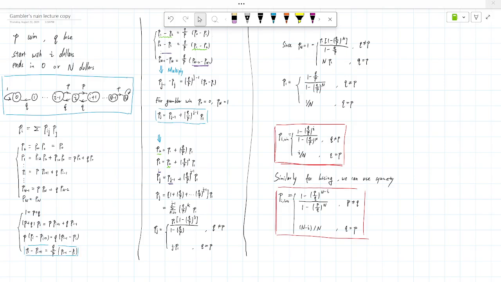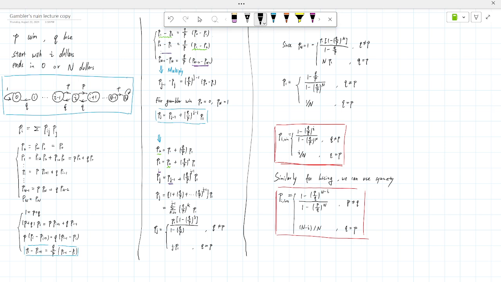Let's talk about gambler's ruin. Gambler's ruin is a classic problem in probability. A gambler goes to a casino with a probability P of winning, Q of losing, and starts with i dollars.